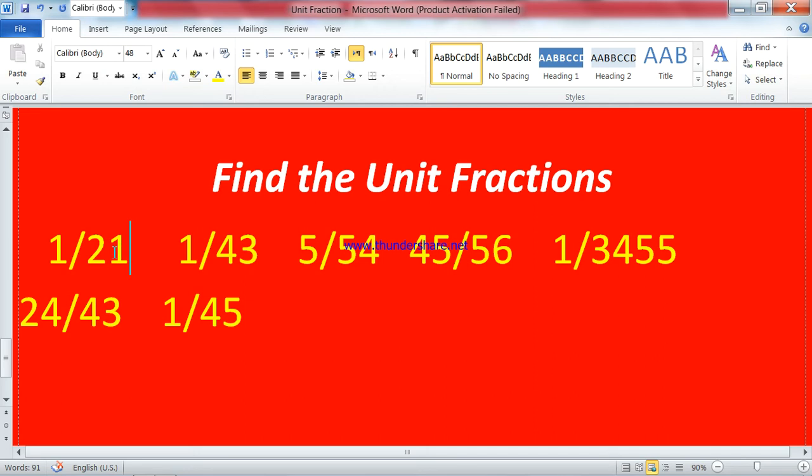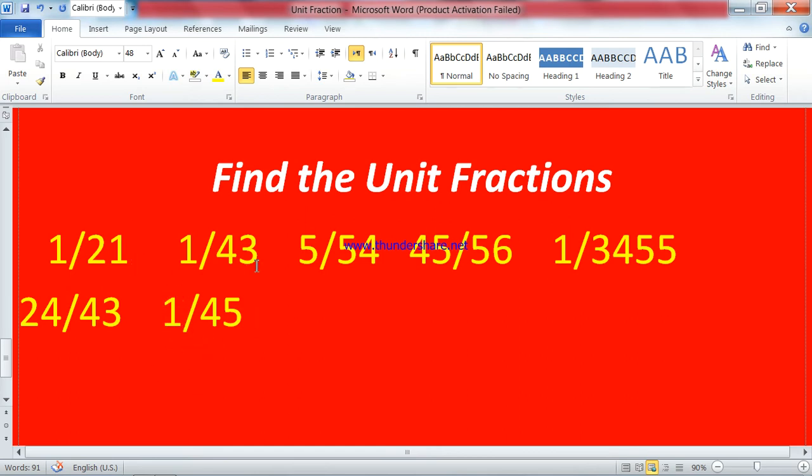I hope friends you have found out which is a unit fraction and which is not a unit fraction. This has the numerator 1, so it is a unit fraction. This also has numerator 1, so this is also a unit fraction. This does not have numerator 1, so it is not a unit fraction. This also does not have numerator 1, so it is not a unit fraction. This has numerator 1, so it is a unit fraction. This does not have 1 as the numerator, so it is not a unit fraction. This one is a unit fraction because 1 is the numerator.